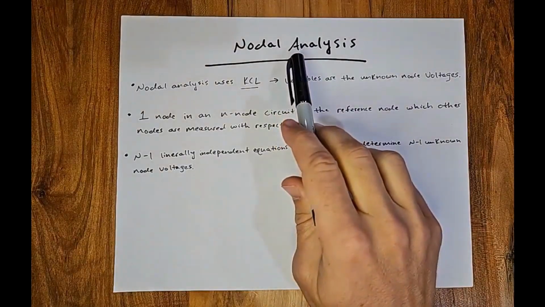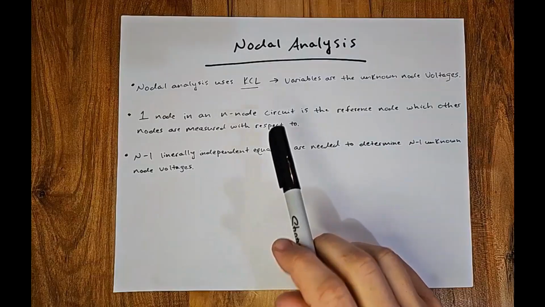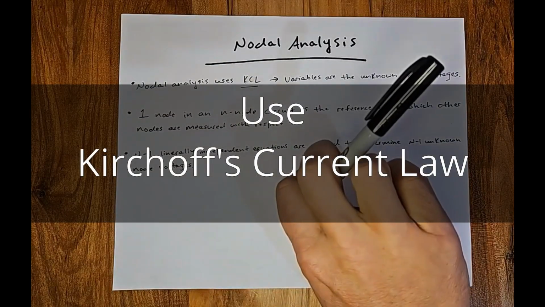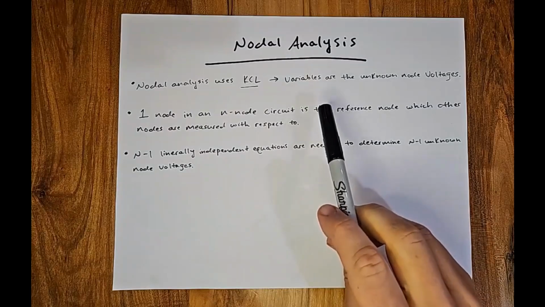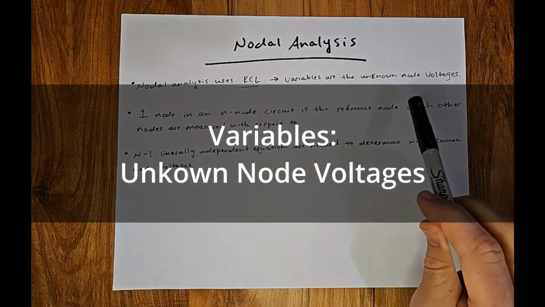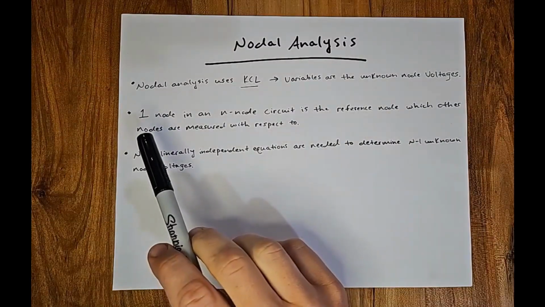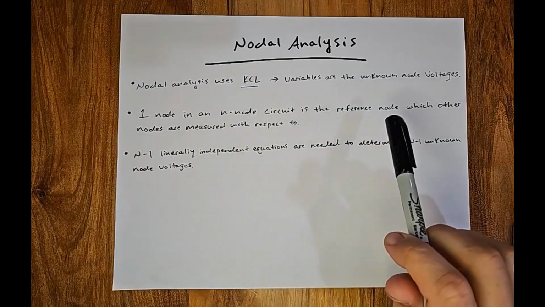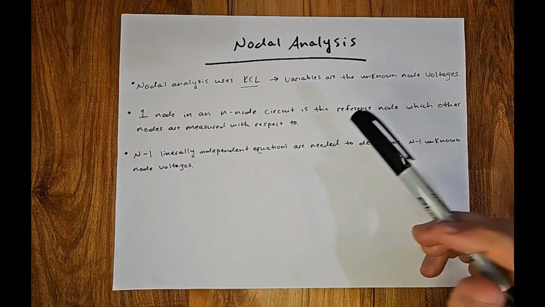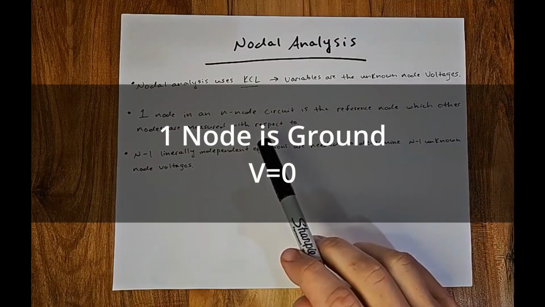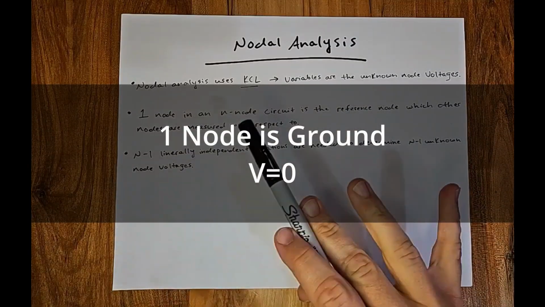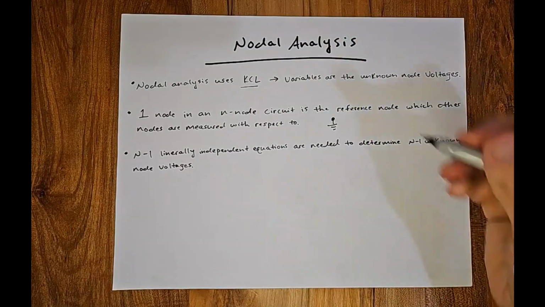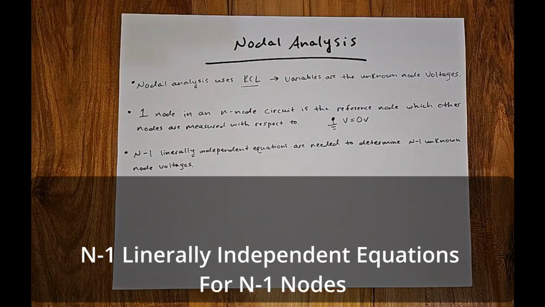So when doing nodal analysis, first thing you need to know is you're going to use KCL. If you're not sure what that is, click that link. And you're going to have variables that are the unknown node voltages. In one node of your circuit, so however many nodes there are, or n nodes, one of those nodes is going to be a reference. In other words, it's going to be ground. And ground is what every other node is going to be measured with respect to. So that symbol, and V will always equal 0 volts there.